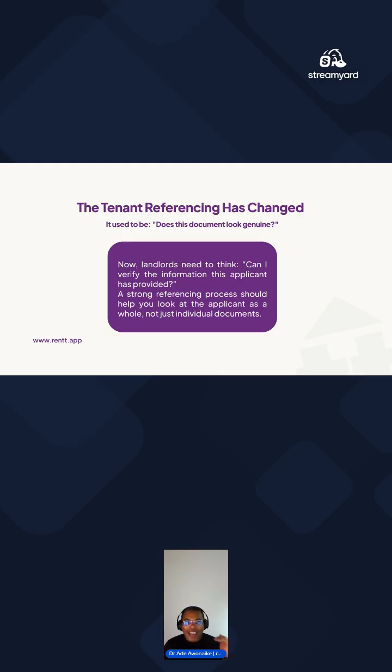Does their stated income correspond with their employment? Does their affordability make sense? Does their identity match? Does their rental history support the information that they have provided? Does everything fit together? That moves from appearance to verification, and that makes it quite important. To be fair, increasingly important.